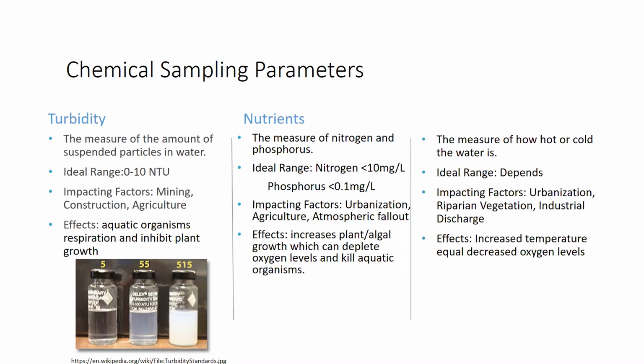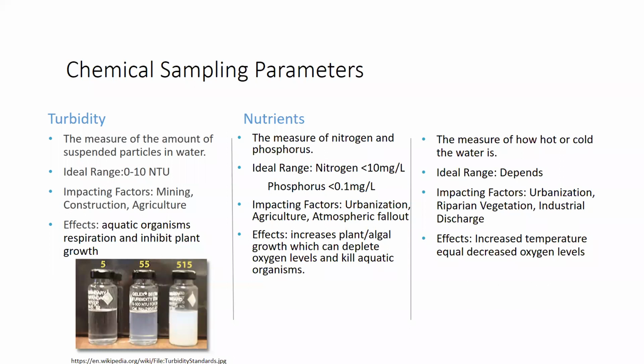Nutrients, typically we measure those via nitrogen and phosphorus compounds. They are essential for aquatic plants and animal life in the right quantities. So large concentrations of nutrients can have adverse effects on stream health. Ideal nutrient ranges for nitrogen are less than 10 milligrams per liter and less than 0.1 milligrams per liter for phosphorus. So fertilizers, manure, plant decay, and stormwater runoff are major non-point sources of nitrogen and phosphorus.